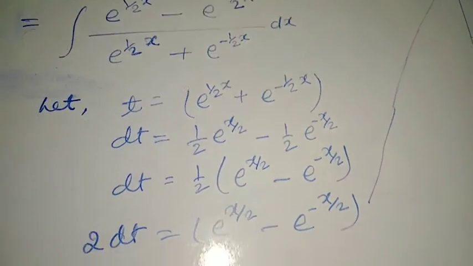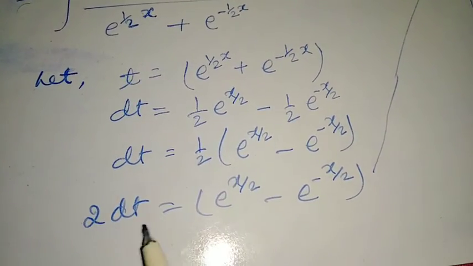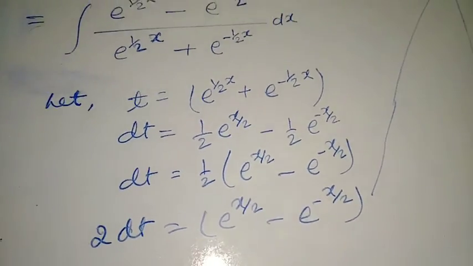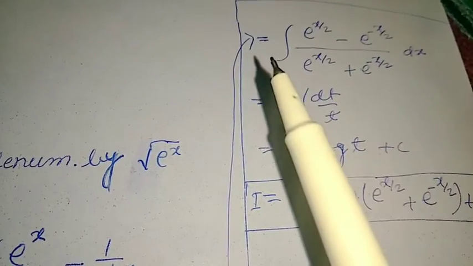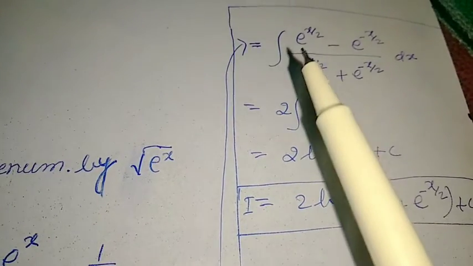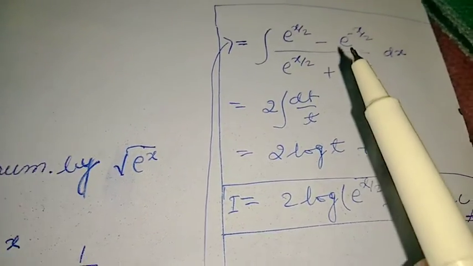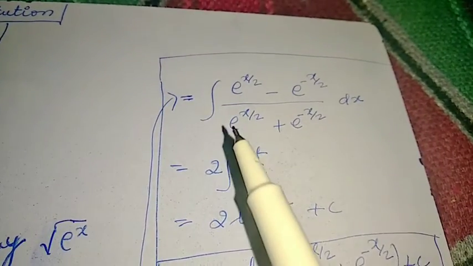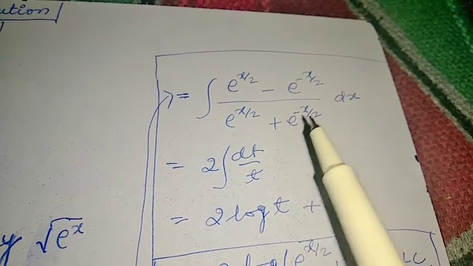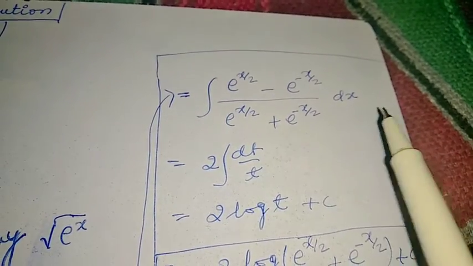So we can write it like this. So further we'll solve this, which will be integration of (e^(x/2) − e^(−x/2)) upon (e^(x/2) + e^(−x/2)) into dx.